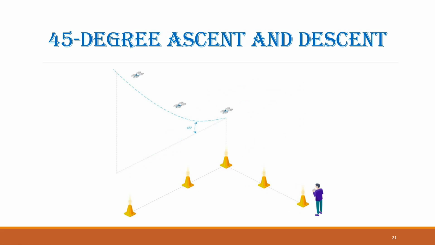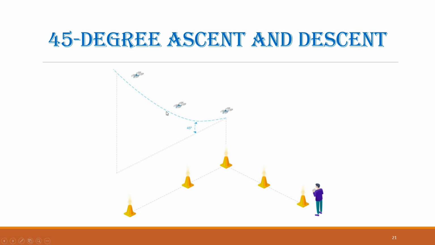45-degree ascent and descent. The 45-degree ascent and descent is a practical maneuver commonly used in aviation and is particularly effective for creating cinematic reveal shots in drone videography. It involves moving the drone diagonally upward and then returning along the same path. Begin at a central point, such as a cone, which will serve as your starting position. Rotate the drone 90 degrees to either side, then apply forward and upward input simultaneously to create a smooth climb at a 45-degree angle.